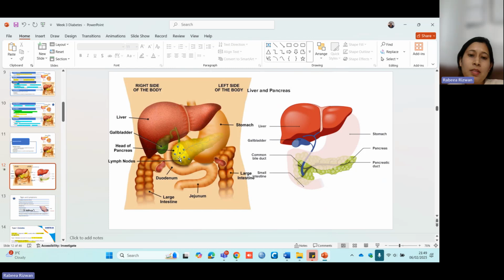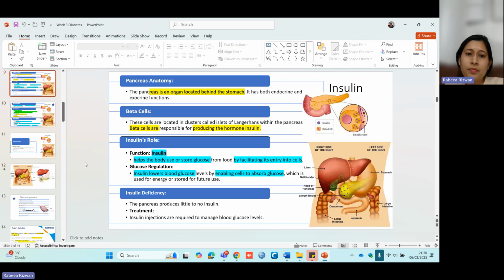So see, it's behind the stomach, it's elongated, arising from the right side towards the left. And inside, it's made up of multiple cells. One of these is called the beta cells, and these beta cells are responsible for releasing the insulin hormone. And these cells can be seen under the microscope.